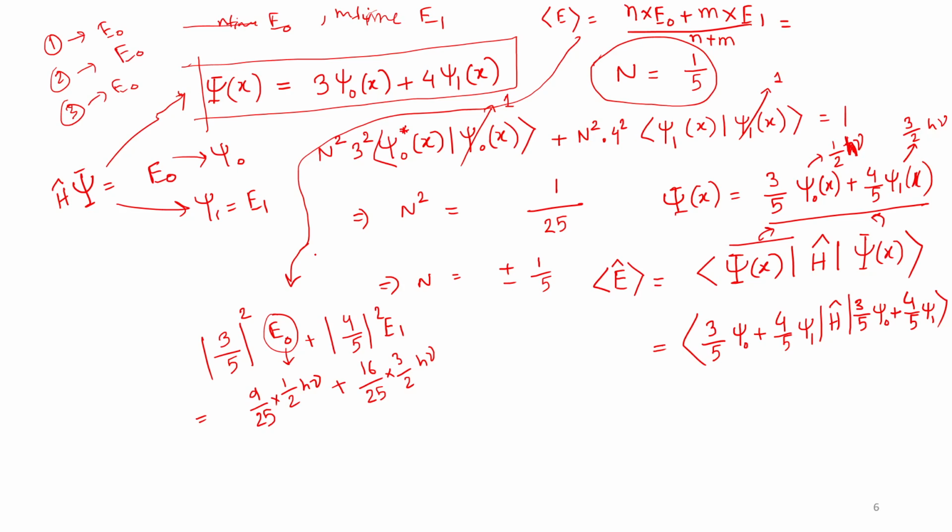This gives the average energy. When you do a large number of measurements, the probability is the square of these coefficients. The C0 squared will give the probability. Find E0: 3/5, and 9/25 times. That was also the question: find the probability of getting E0 and E1.